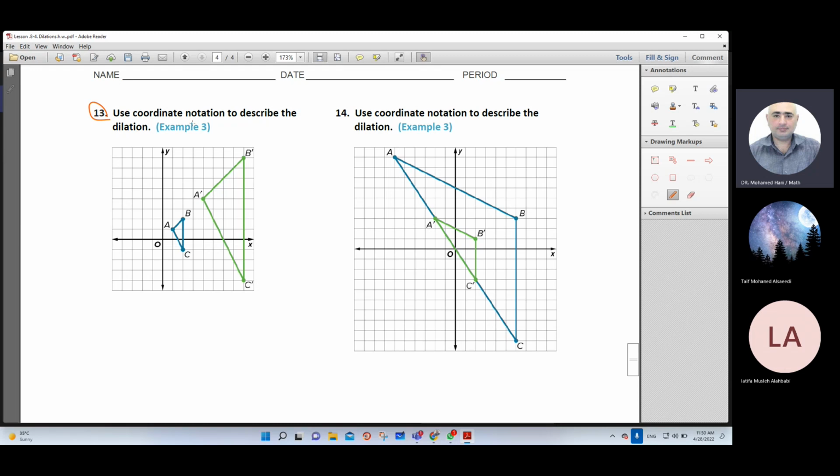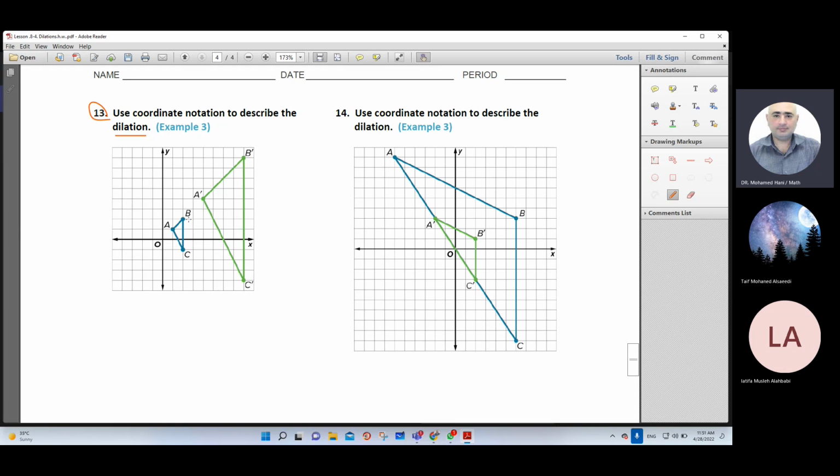Use coordinate notation to describe the dilation. As you see here, this is the pre-image A, B, C, and this is A prime, B prime, C prime, the image. So you choose a side from the pre-image and the corresponding side in the image, then find the ratio between them to find the scale factor. Then from the scale factor you can know if we have enlargement, reduction, or no dilation.